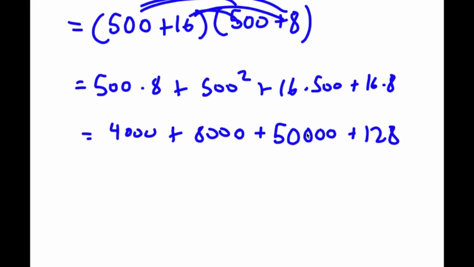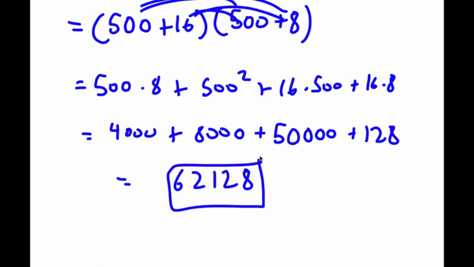So I have 4,000 plus 8,000 plus 50,000 plus 128. 4,000 plus 8,000 is 12,000. 12,000 plus 50,000 is 62,000. And 62,000 plus 128 is 62,128. So this is my answer.